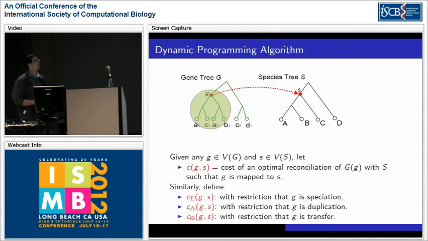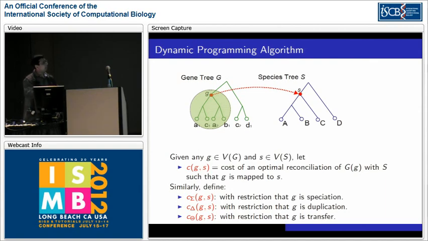All right, so I'll dive a little bit into what the algorithm looks like. All three of the algorithms are based on the same dynamic programming structure. So this is your input, right? You have the gene tree G and the species tree S. And so consider some node G in the gene tree and S in the species tree.